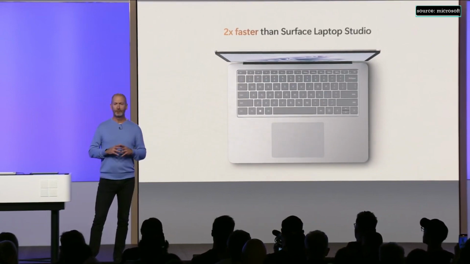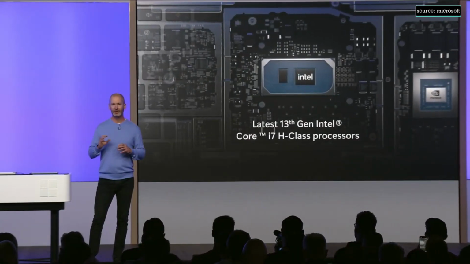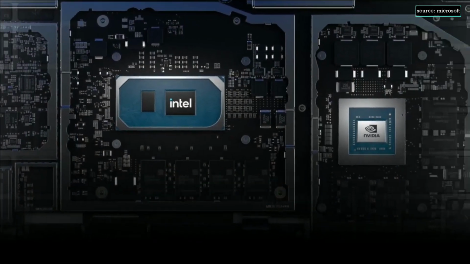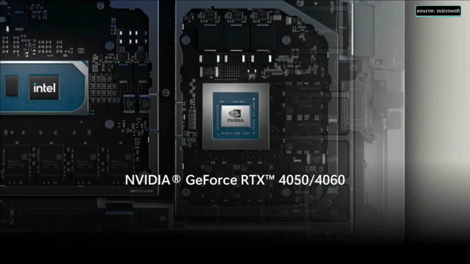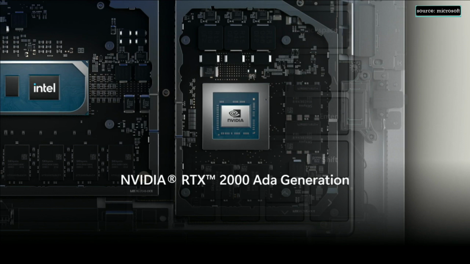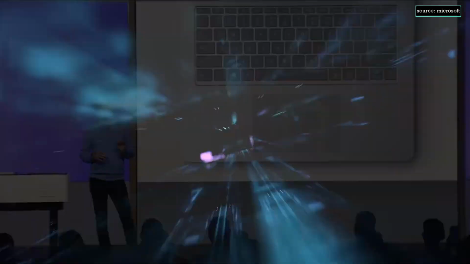With an Intel 13th Gen i7 H-class processor and NVIDIA GeForce RTX 4050 and 4060 GPUs, for designers, engineers, or 3D artists who need professional workloads, we also offer NVIDIA's RTX 2000. All that to say, this device powers graphics-intensive workloads with ease. It's the first Intel NPU on Windows, bringing you Windows Studio Effects.